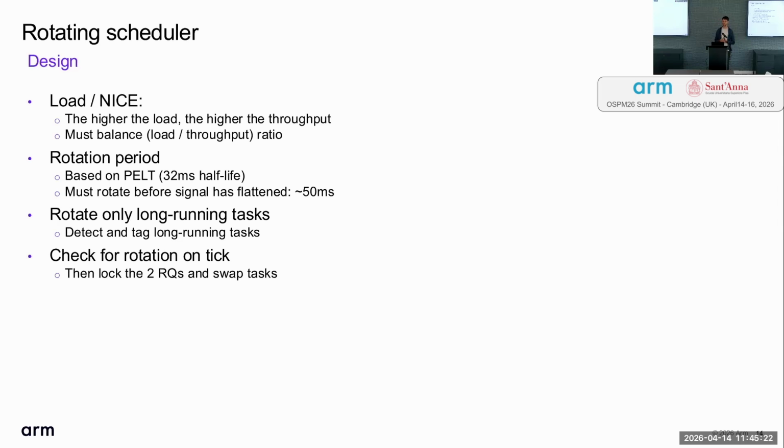And the rotation is, in the previous example, we check for rotation on a tick basis. So every time there is a tick, we check whether there is a long-running task on a smaller CPU, should we swap or not? If this is the case, we lock the run queue, we migrate the task, and we continue. So it's pretty similar to what Vincent did with the push-pull mechanism to check things on a tick basis.